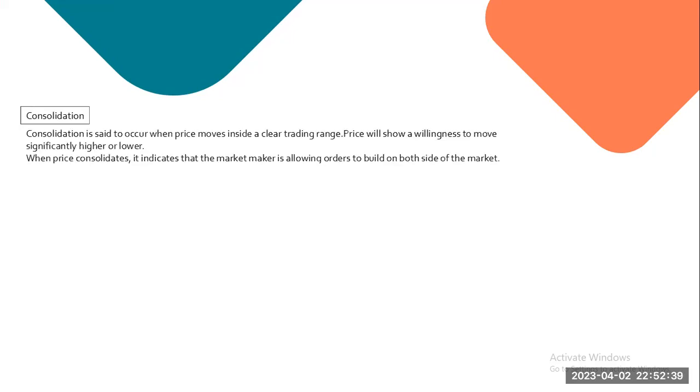So when I say consolidation in this marketplace, I'm referring to a build-up of the market makers' orders. It's not showing you random positions, but it's set to occur when price moves inside a clear trading range. It does not show a willingness to move significantly higher or lower.